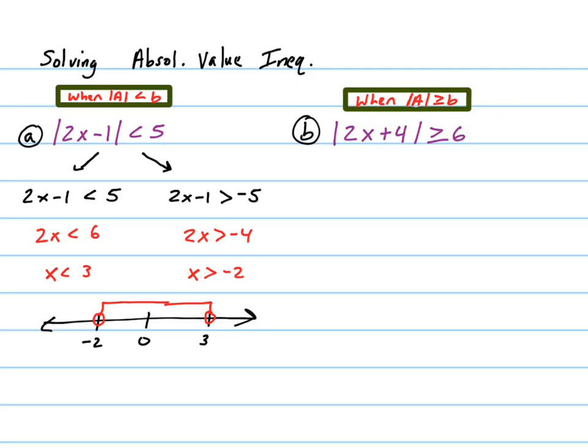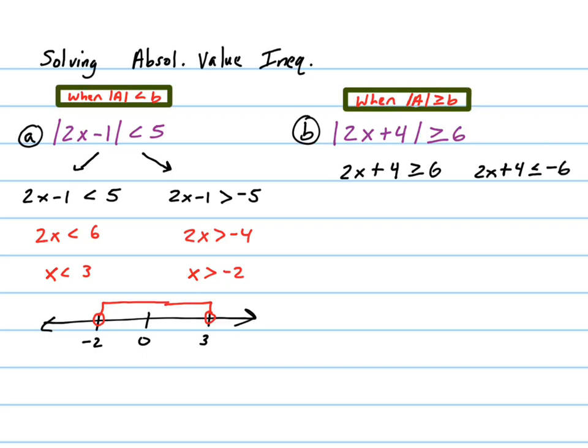Question B, same idea. We're going to go ahead and separate this. We've got 2x plus 4 less than or equal to 6. So 2x plus 4 is less than or equal to 6. And then we account for the other one. So 2x plus 4, in this case, greater than or equal to 6, is now less than or equal to negative 6. So we have our two inequalities.